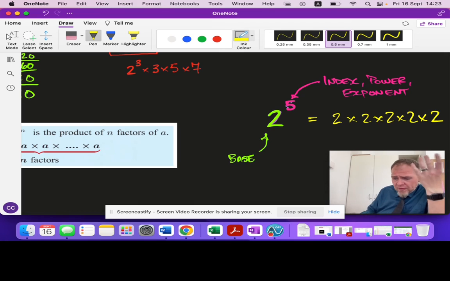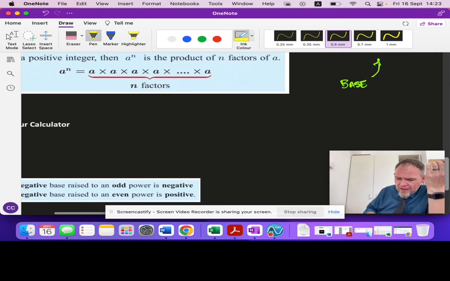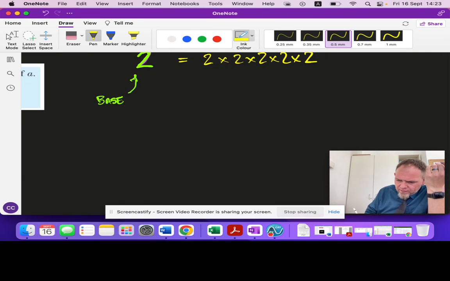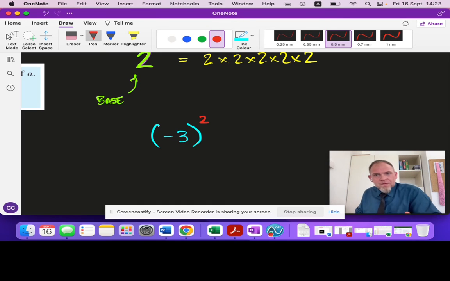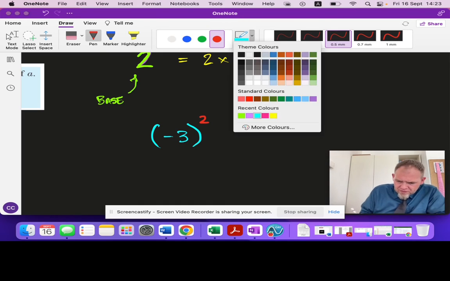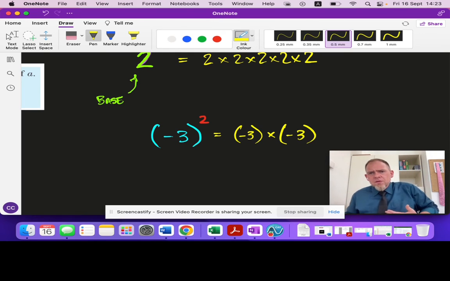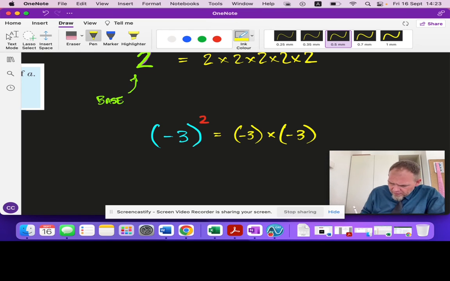Now, one thing we have to be careful of, and that is what happens if our base is negative, okay? So if I have something like -3 to the power of 2, well, it's really not that hard. It's not that challenging. That just becomes -3 times -3, and -3 times -3 is +9. So that is the exact same thing as 9.